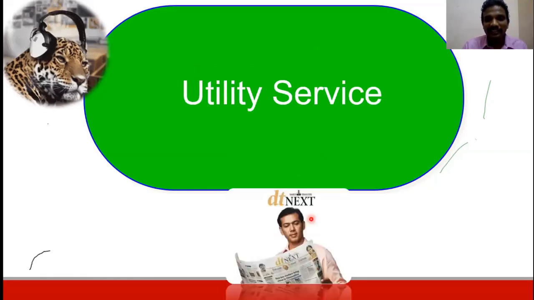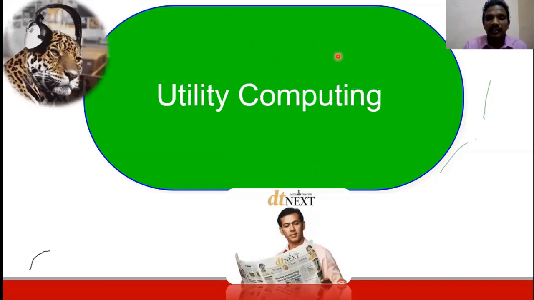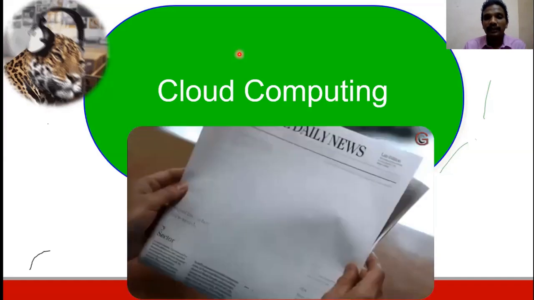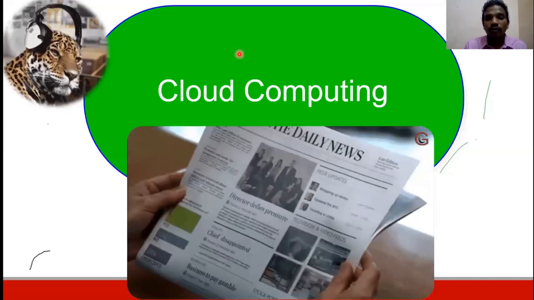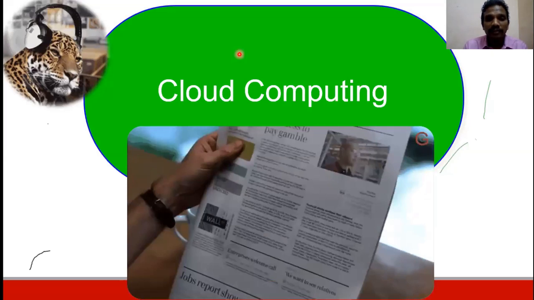The newspaper which is provided as a service via utility computing. The same newspaper, provided as a service via the internet, is called cloud computing. So that's an e-newspaper. It's a cloud. So cloud computing is a technology to provide anything or everything as a service. Now, newspaper as a service which is provided via cloud computing.